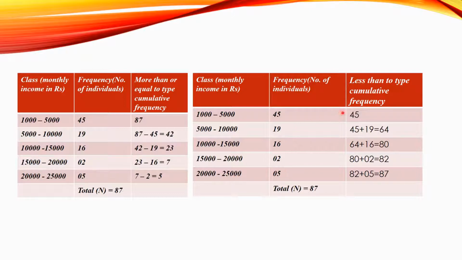So cumulative frequency which is less than type, we will write the frequency as it is, 45. 45 plus 19 will be 64. 64 plus 16 will be 80. 80 plus 2 will be 82. 82 plus 5 will be 87. So here also we are getting the total frequency 87 in the last row, and we will get 87 in more than type in the first row.